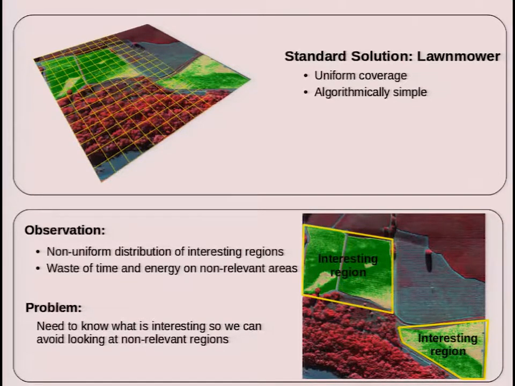But if you look at this problem a bit more carefully, then we notice that in a lot of situations, things of interest are not uniformly distributed, but rather come in patches like these fields or lakes and rivers. So we waste a lot of time and energy in the lawnmower by looking at places that are not of interest to us. So we could, in theory, do a lot better if we only look at things that are of interest to us. Obviously, this is a chicken and egg problem because we need to actually sense that something is not of interest to us in order to skip sensing them.